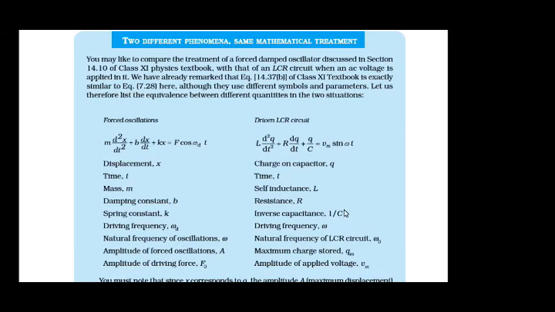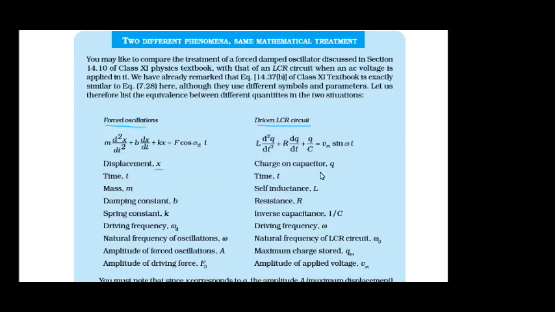So here are two different phenomena with the same mathematical treatment: forced oscillation and the driven LCR circuit. The equation in the first part is m d2x upon dt square plus b dx by dt plus kx is equal to F cos omega t. A similar equation can be written for the LCR circuit: L d2q by dt square plus R dq by dt plus q by C is equal to Vm sin omega t.